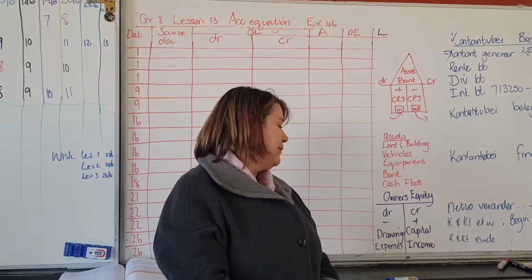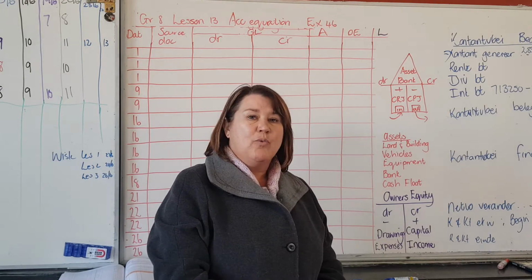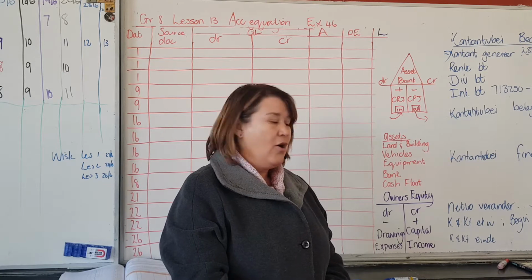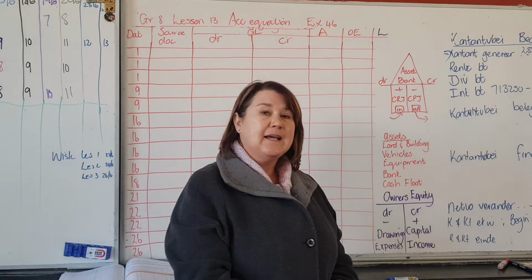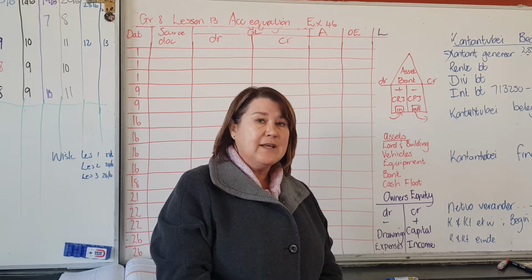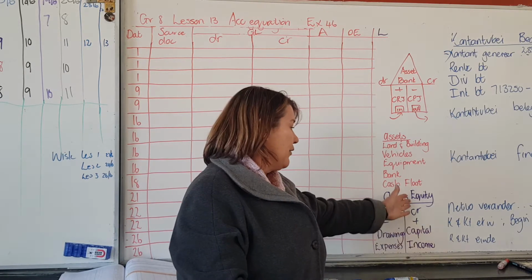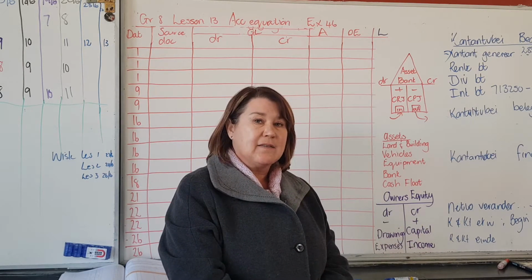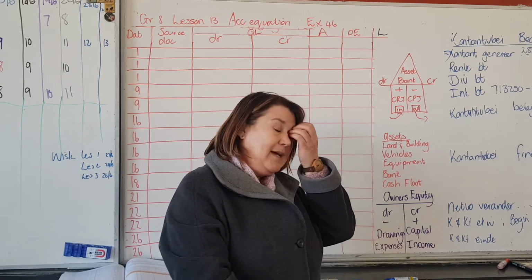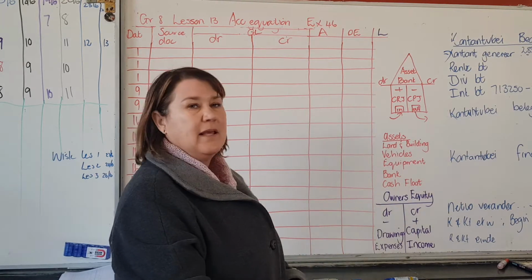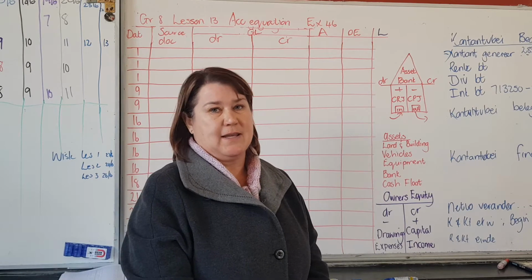But then we've got expenses and income as well. Why did this owner start a business? To make a profit, right? So the profit is income minus expenditures. And income increases the profit, that's why it's on the credit side, and expenses decreases the profit, that's why it's on the debit side. Please, boys and girls, if you remember that, then your accounting equation is quite easy.